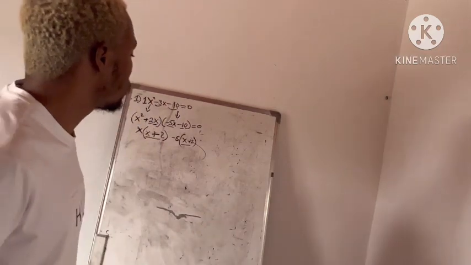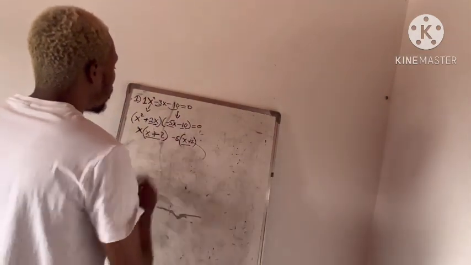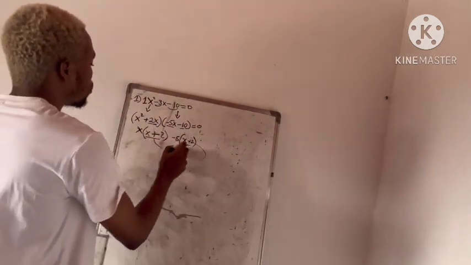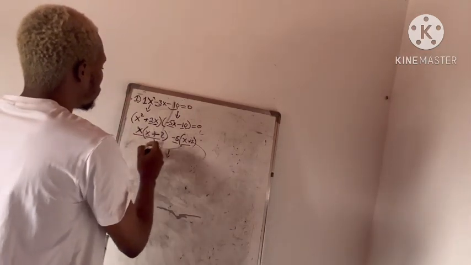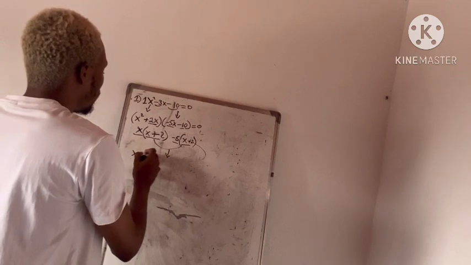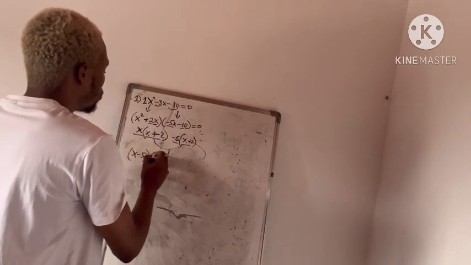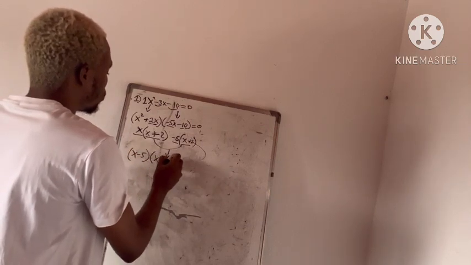As you can see, here we got the same stuff, so you just choose one. Now you take these and these, so you're going to have x minus 5 times x plus 2.